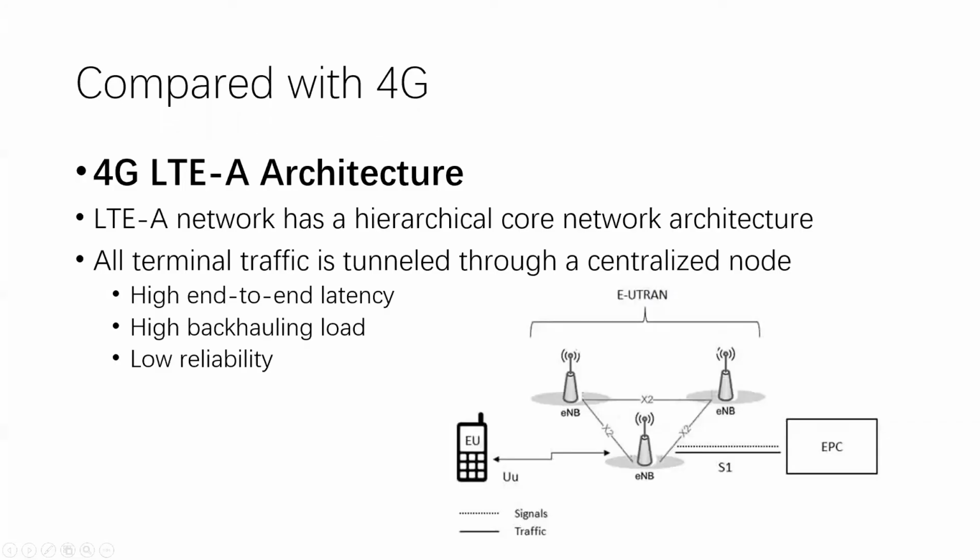Now I'm going to compare 4G, the LTE network, to 5G. And I'm going to briefly talk about 4G LTE architecture, so I can make the comparison of how 5G is making progress over existing 4G technologies. The LTE network has a hierarchical core network architecture, as you can see. The overall system that's connected to the internet is what we call the EPS, the Evolved Packet System.